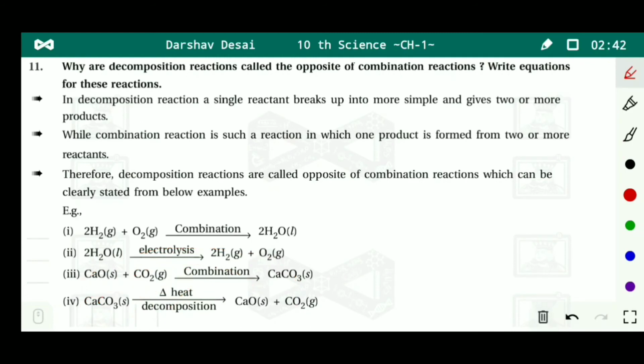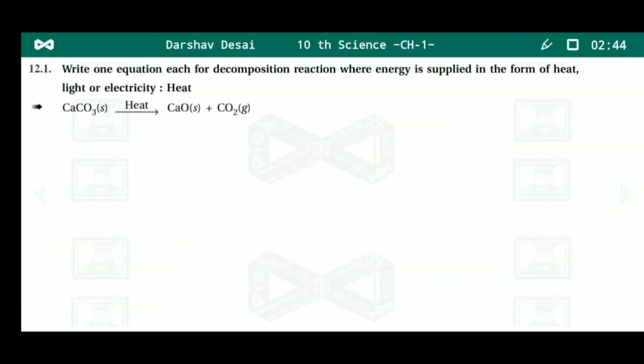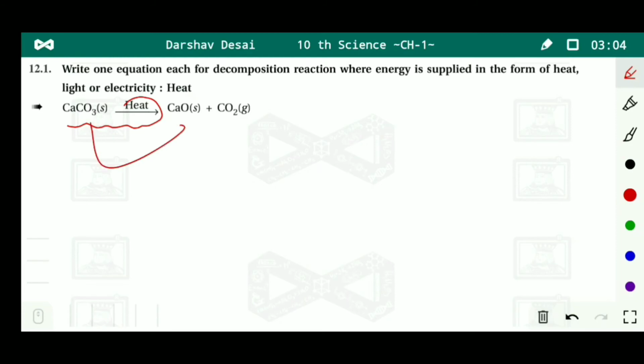Now we move towards the next question, exercise 12: write one equation each for a decomposition reaction where energy is supplied in the form of heat, light or electricity. As in question number 11 we discussed, in the form of heat, light or electricity. The first reaction is very easy. Calcium carbonate in the presence of heat is decomposed into calcium oxide and carbon dioxide. So one reactant is converted into two products, it is called a decomposition reaction.